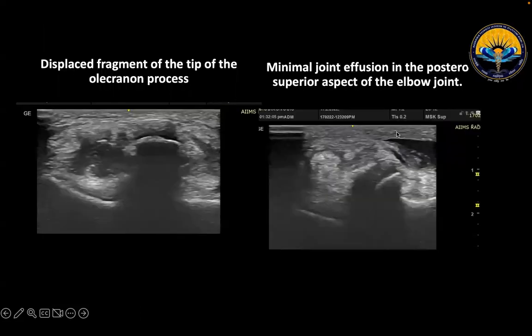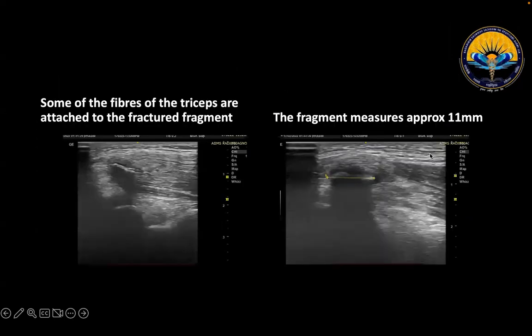On ultrasound, there was a displaced fragment of the tip of the olecranon process with associated hematoma. Also, there was joint effusion in the elbow joint. Now, we also realized that some of the fibers of the triceps muscle were attached to the fractured fragment, while there were a few fibers which were going and attaching themselves at their correct position of insertion, overlying that fracture fragment.